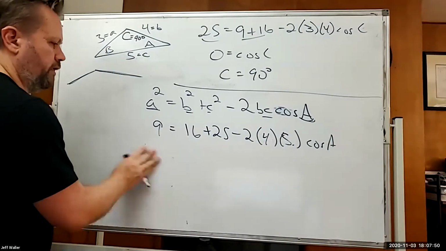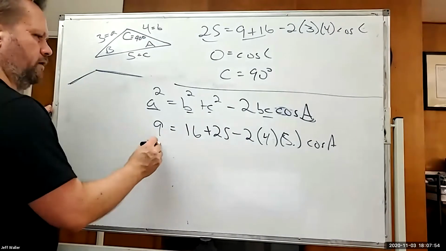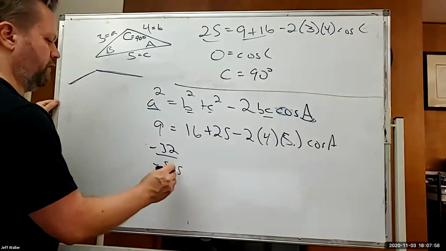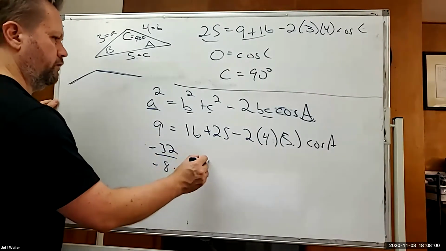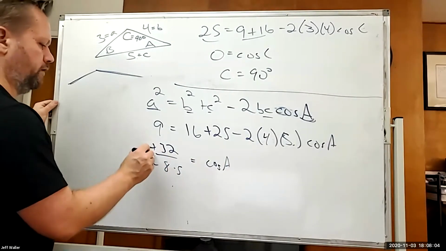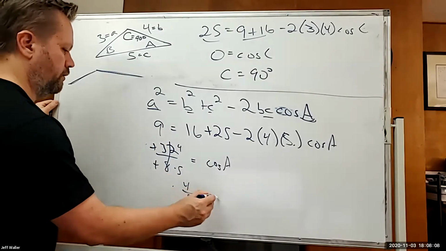Let's try that again, Jeff. It's -32, yeah. Divided by 2 times 4 times 5 equals cosine A. And the reason I do that is because that goes in there. So that becomes 4. So 4/5, which, why?